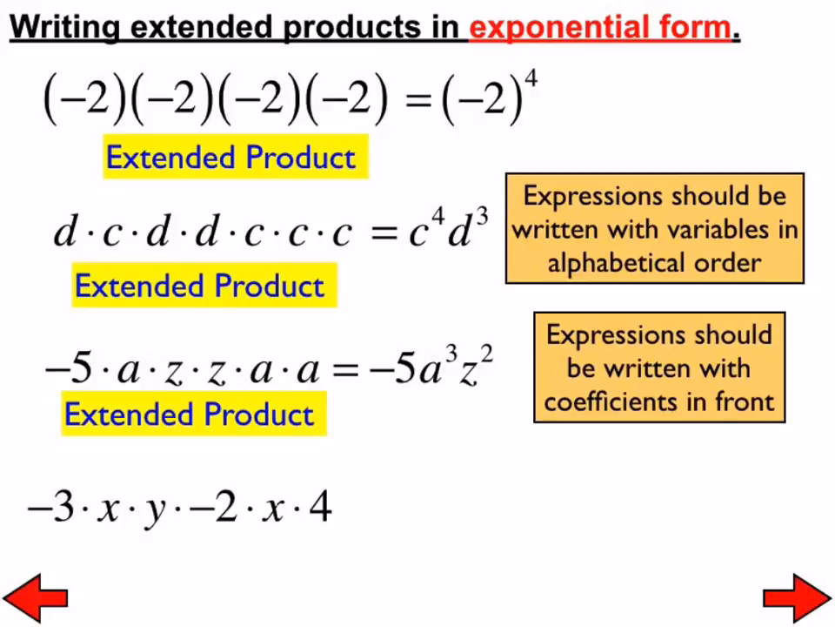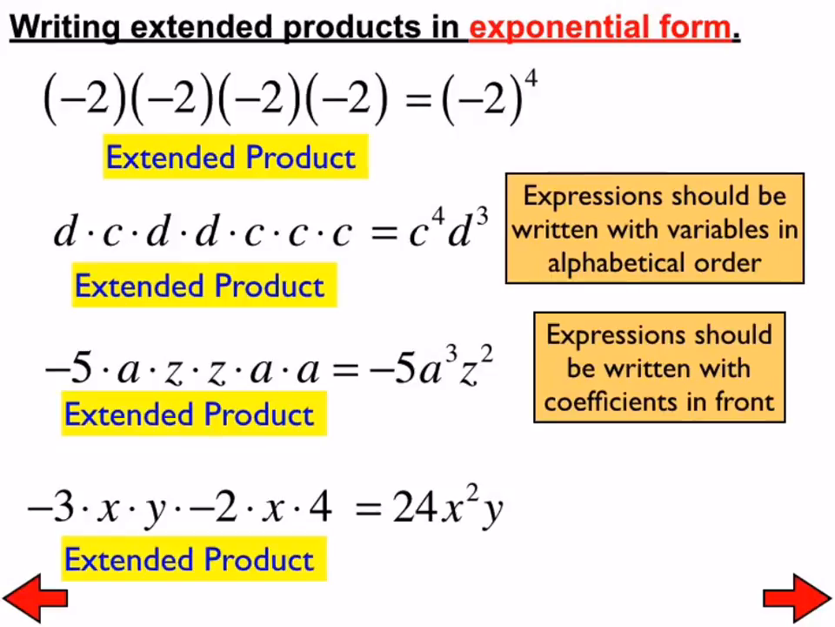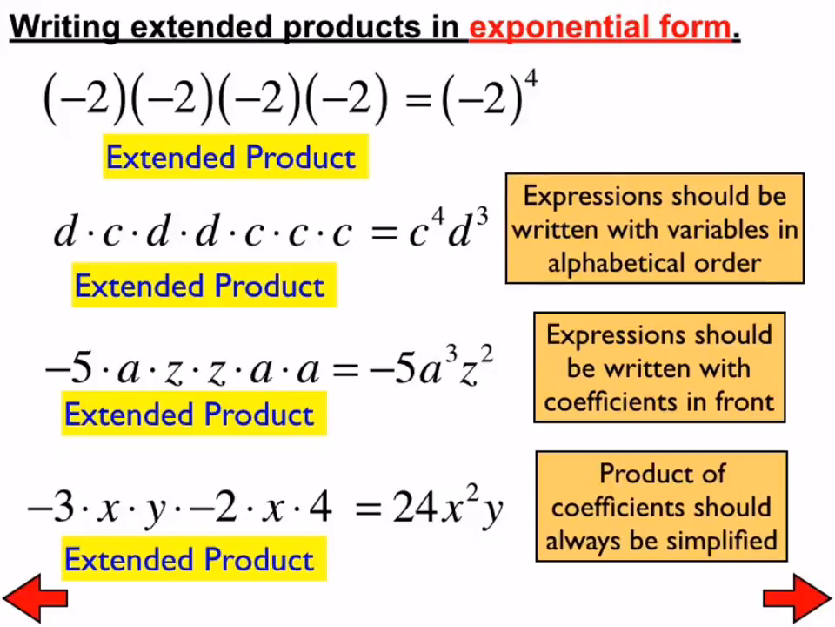And then 3 times x times y times negative 2 times x times 4, that should be positive 24x to the second y. And so in that one we had 3 different coefficients, and when that happens, we want to find the product of those. So negative 3 times negative 2 times 4 is positive 24. That's where that came from. So product of coefficients should always be simplified.